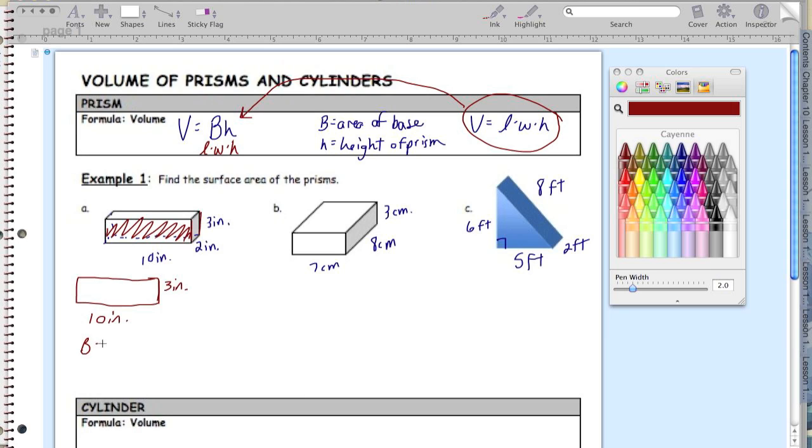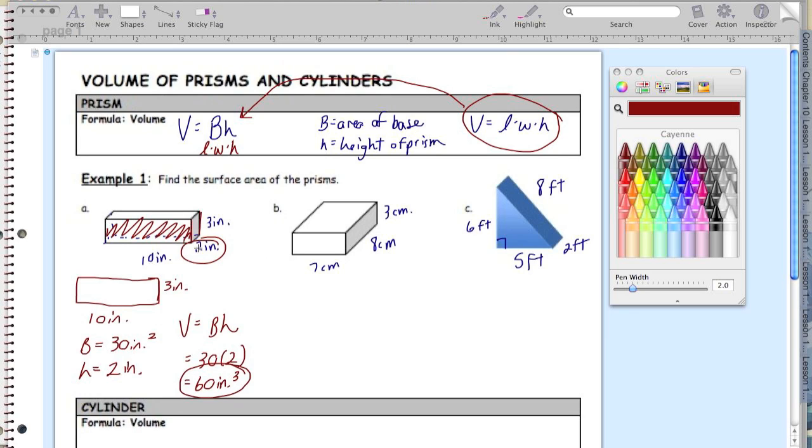So let's just go ahead. Capital B is 3 times 10, which is 30 inches squared. The height is the number that was yet to be used, which in this case is 2 because of the base that we chose. So 2 inches. So now I just do volume is equal to capital B times H. 30 times 2 is 60. This is going to be inches cubed. When we're talking about volume, it's units cubed. Area is always units squared. Volume is always units cubed.